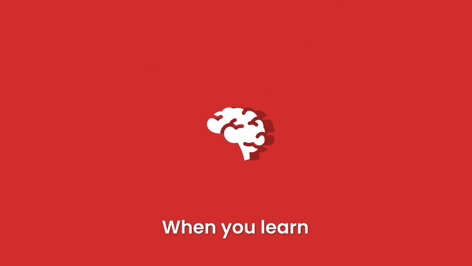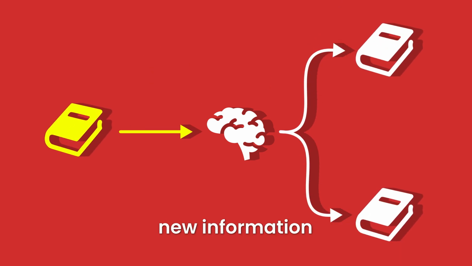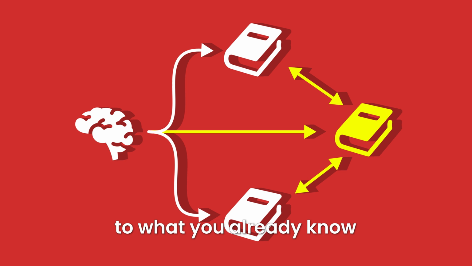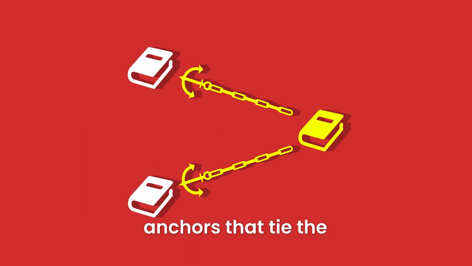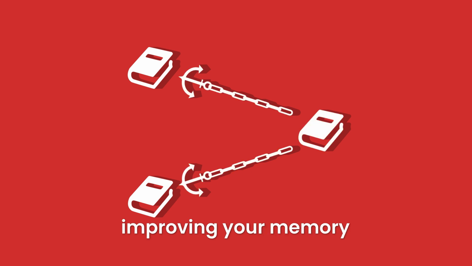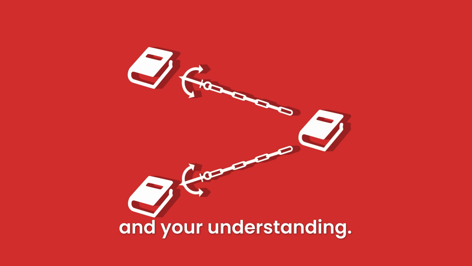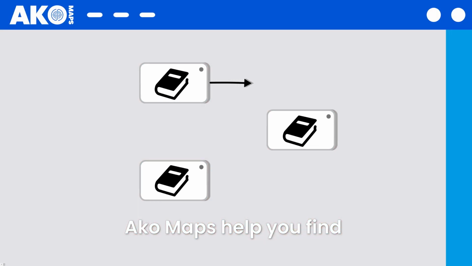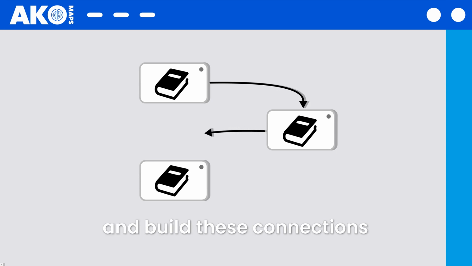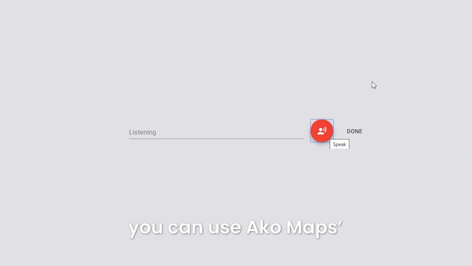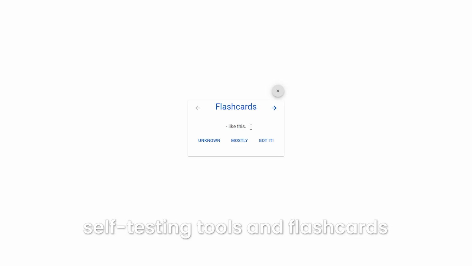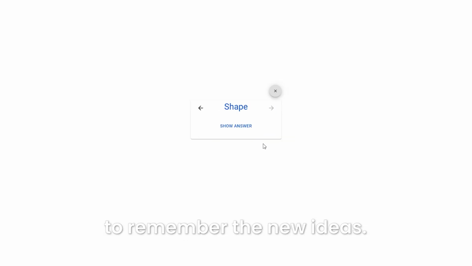When you learn, your brain tries to connect the new information to what you already know. These connections are like anchors that tie the new knowledge down, improving your memory and your understanding. AkoMaps helps you find and build these connections as you learn. Once you've built a map, you can use AkoMaps self-testing tools and flashcards to remember the new ideas.